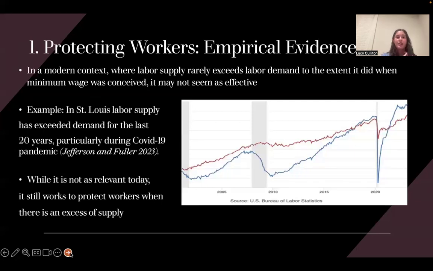Looking at how it can protect workers, in a modern context where labor supply rarely exceeds labor demand to the extent it did when minimum wage was conceived, it may not seem as effective as it was then. But an example in St. Louis, where labor supply has exceeded demand for the last 20 years, particularly during the COVID-19 pandemic, where there's a huge decrease in labor demand, it's clearly still relevant in certain situations. While this is a rare case in the US, it's not in other places, so it still works to protect workers when there is an excess of supply in this situation.